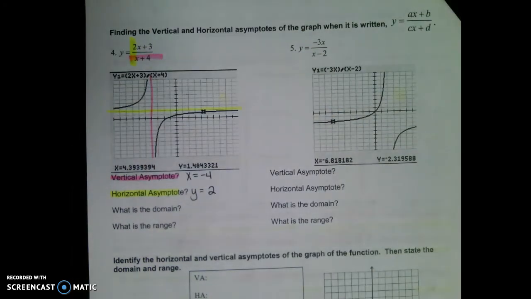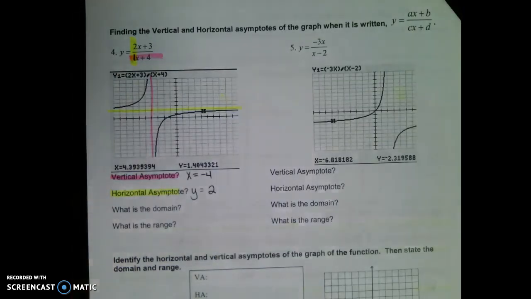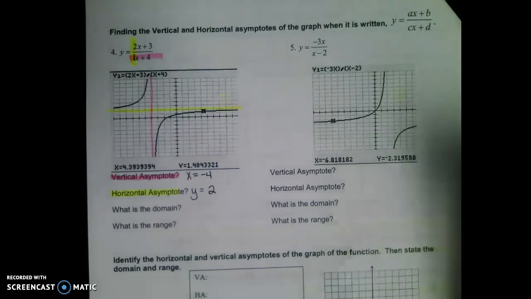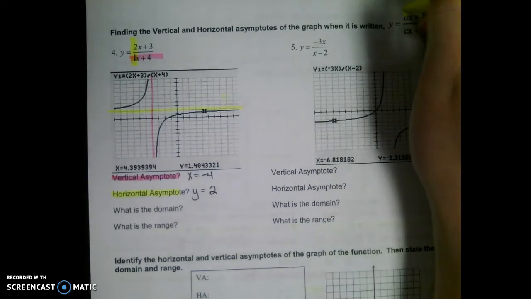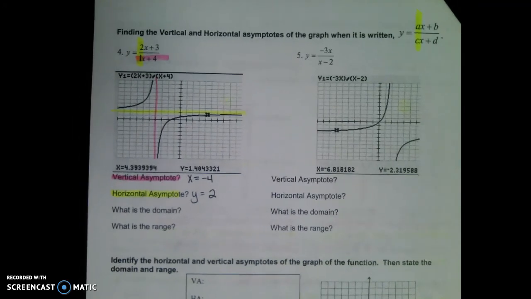What number is in front of the x on the bottom? Nothing, which means there's a 1. The horizontal asymptote comes from taking the coefficients of the x's, a divided by c. So whatever number is in front of both of those x's, do the top one divided by the bottom one, that will be your horizontal asymptote.